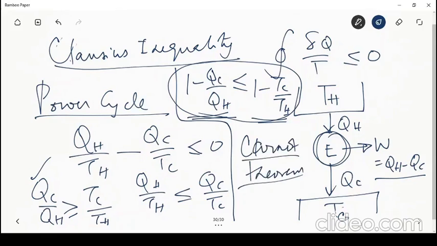It says that the thermal efficiency of any cycle is less than or equal to eta Carnot. So when the cycle is completely reversible, its efficiency attains the Carnot cycle efficiency. But if it is even slightly irreversible, even if any one of the processes is slightly irreversible, its efficiency goes down below the Carnot efficiency. So that is your Carnot theorem.